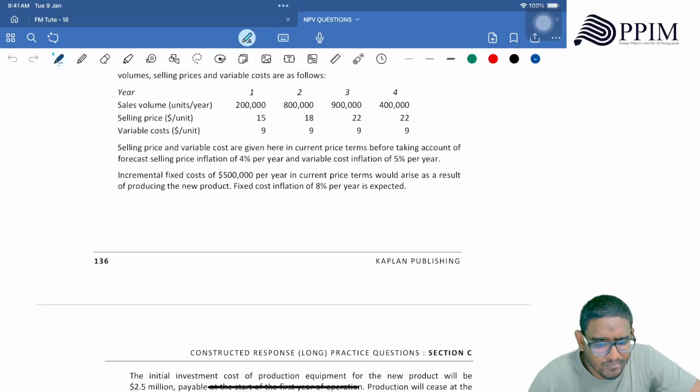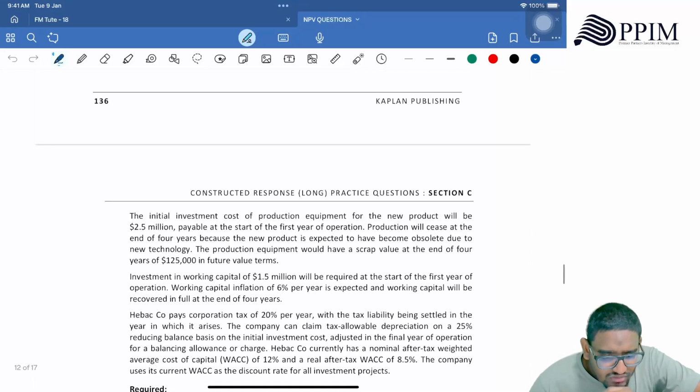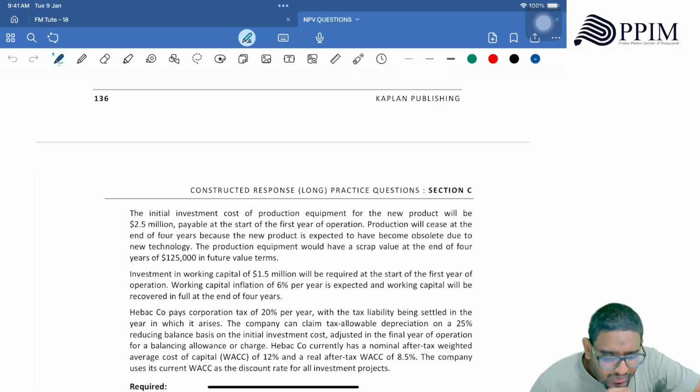Okay, no problems. The initial investment cost of production equipment for the new product will be 2.5 million, payable at the start of the first year of operation. Production will cease at the end of 4 years because the new product is expected to become obsolete due to new technology. The production equipment would have a scrap value at the end of 4 years of 125,000 in future value terms.